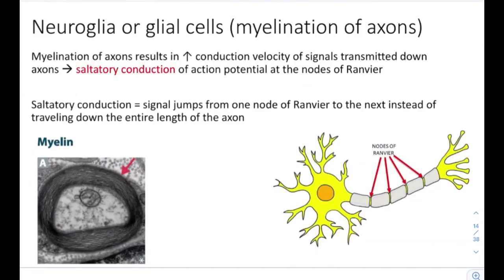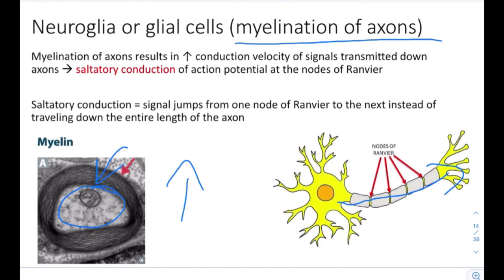Okay, let's talk more about the neuroglia or glial cells, and specifically about neuroglia that provide myelination of the axons. So right here in the center, we have an axon, and what surrounds it, the gray thing, is called the myelin sheath. So what's the purpose of myelination of the axon? It results in increased conduction velocity of signals. Basically, it allows the signal or the action potential to travel faster down the axon. And specifically, it allows for a type of conduction called saltatory conduction.